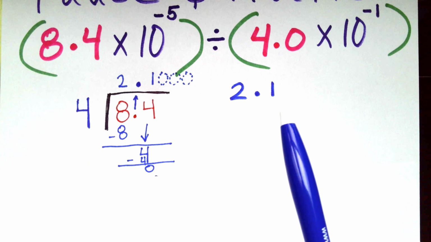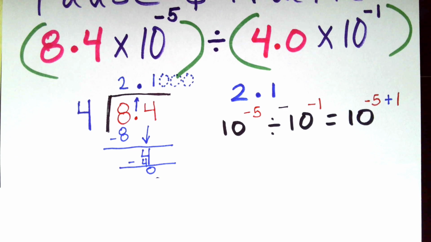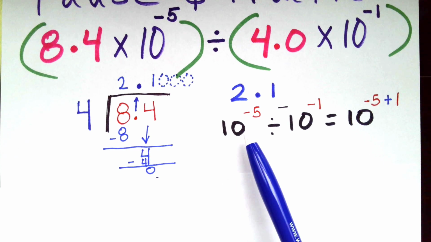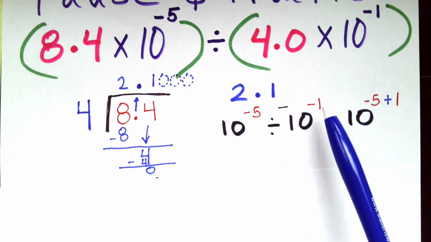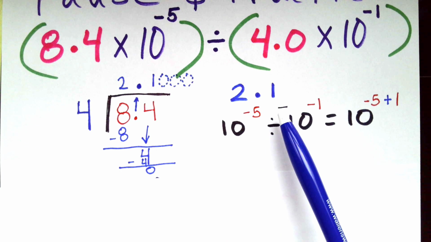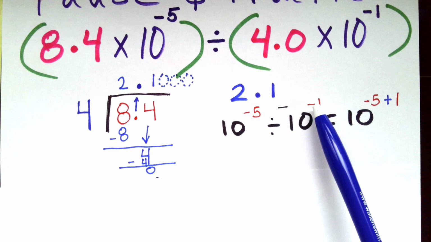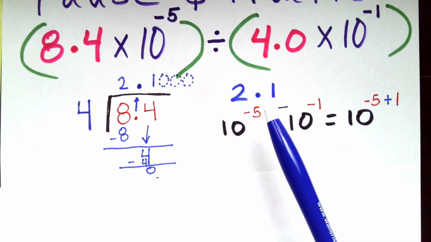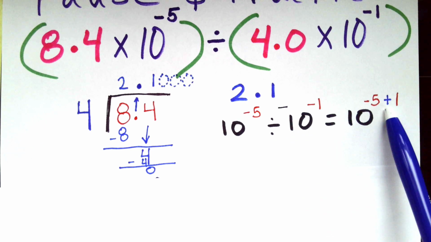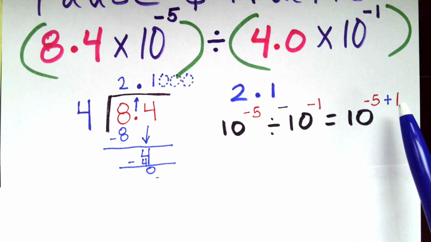Hey, that's step 1. What is step 2 to solve this problem? All right, let's divide these two base 10s with our exponential powers. So 10 to the negative 5 divided by 10 to the negative 1. The rule is when you divide, you subtract. And so when you have a negative and a negative, that makes a positive. So we have negative 5 plus a positive 1.